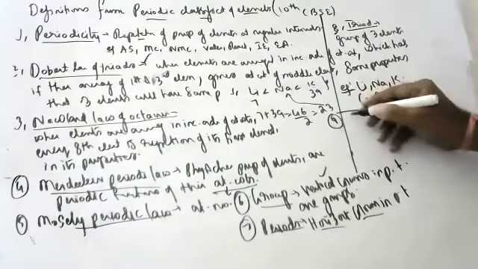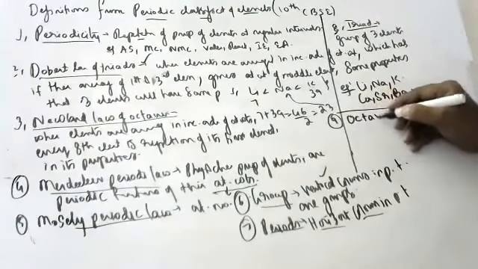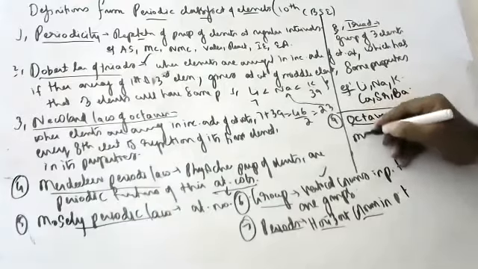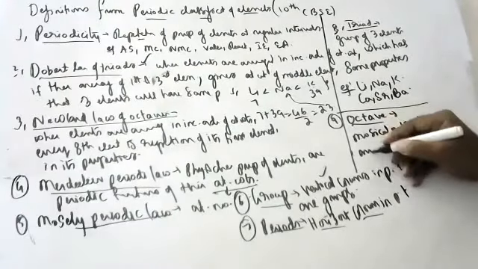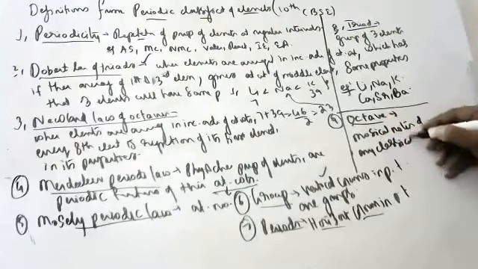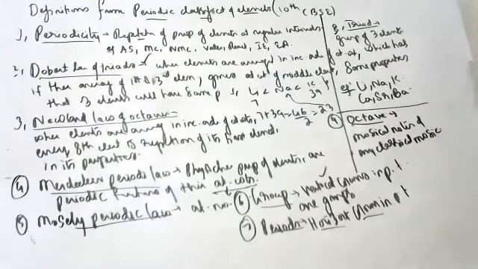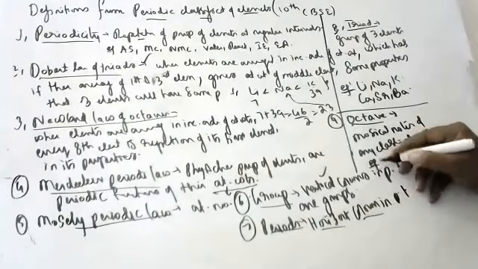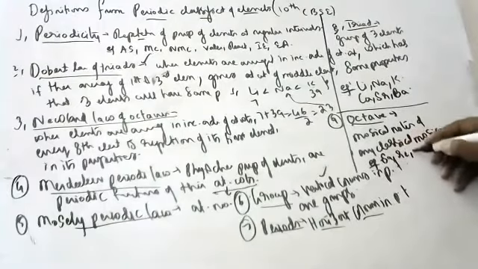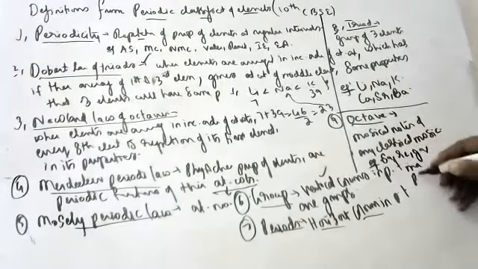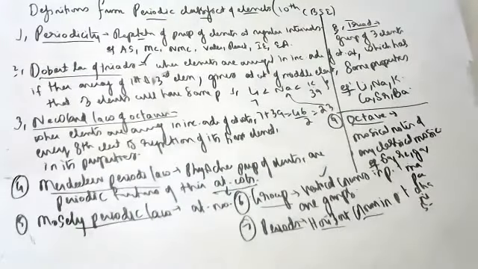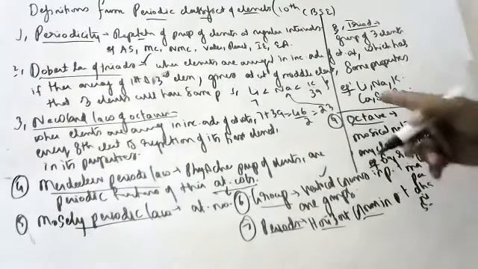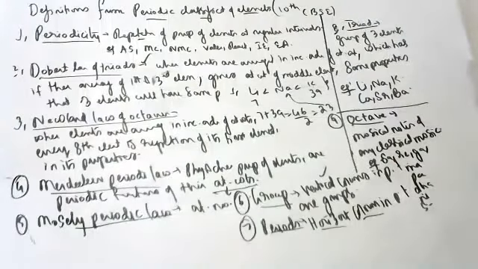Next, what is an octave? Musical notes of any classical music are called octaves. In our Indian classical music, what is that? It's sa, re, ga, ma, pa, dha, ni, sa. Musical notes of any classical music are called octaves.